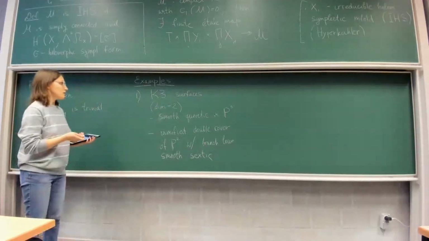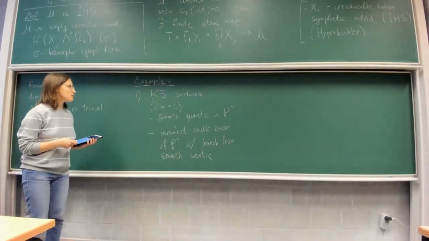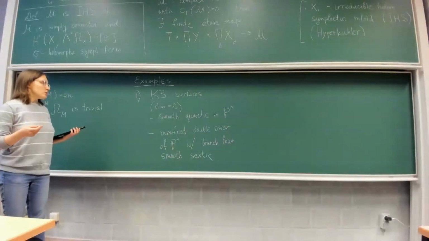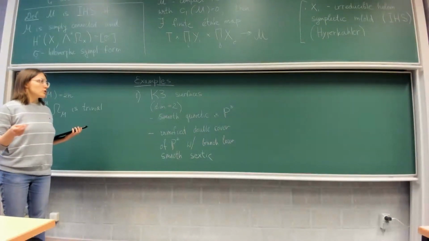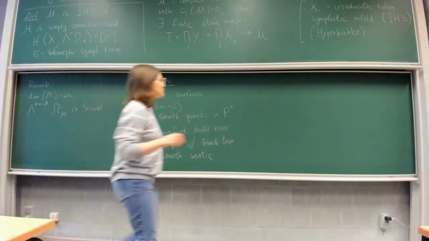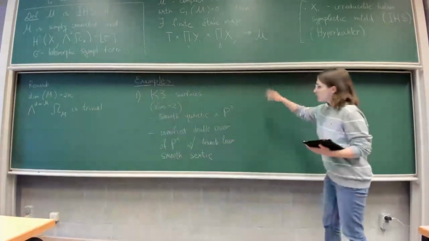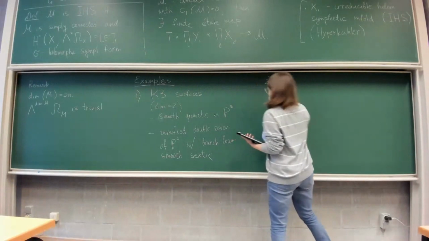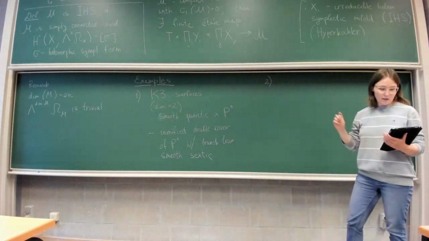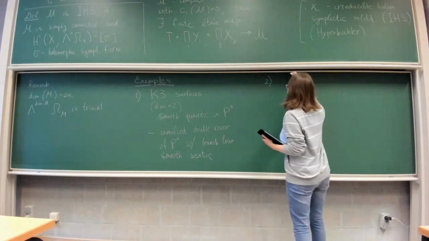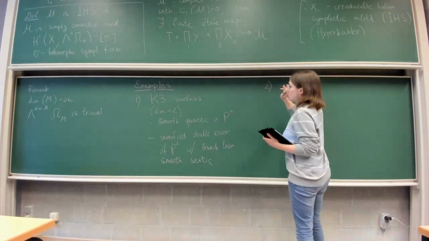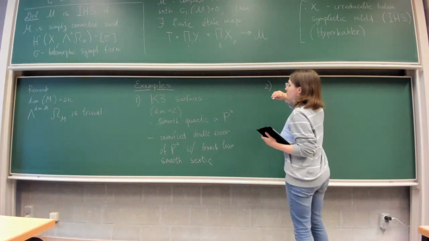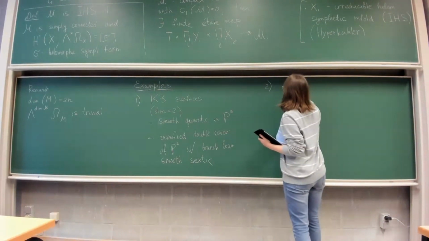There are more examples. There are more ways to construct K3 surfaces. For example, you can take a complete intersection, or there are other ways as well. But let's keep going. So the other examples: there are two infinite families of irreducible holomorphic symplectic manifolds.